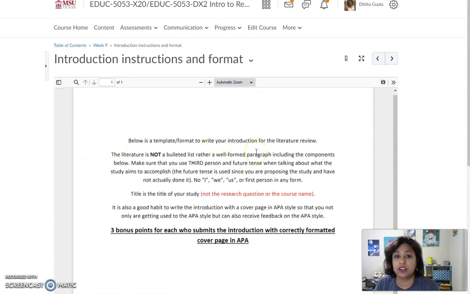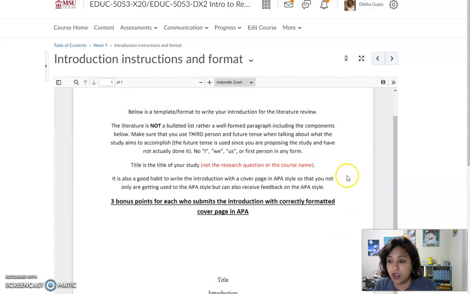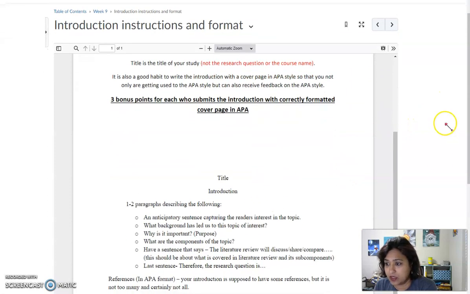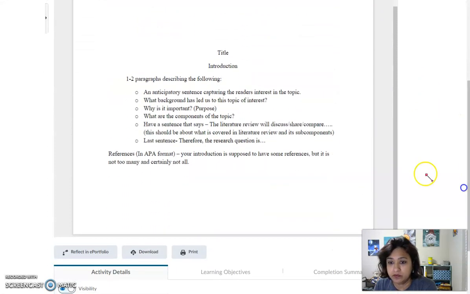Your introduction is not a bulleted list. It is paragraphs. There will be no IV, no first person. Everything is going to be in third person. As you can see, I have also given you things that need to be there. Let me adjust my window. So it's going to be 1 to 2 paragraphs. It can be 2 to 3 paragraphs if needed.